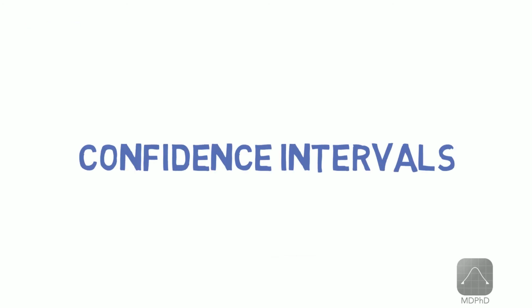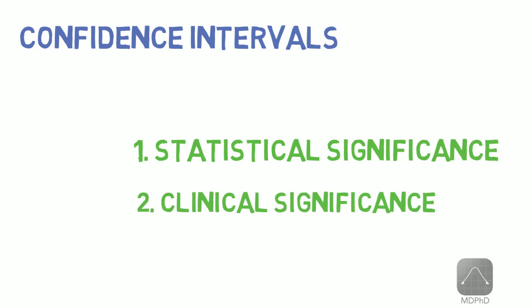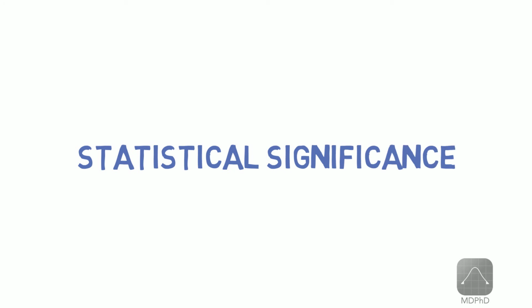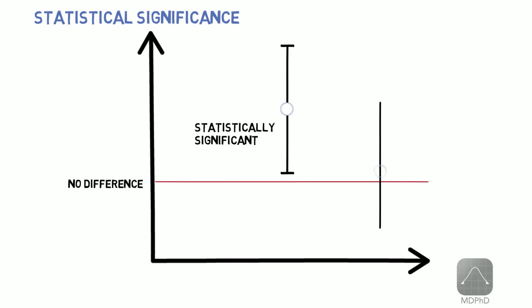Confidence intervals give us information about the statistical significance and clinical significance. Confidence intervals are used to measure distance from the null hypothesis. When the confidence interval overlaps a ratio of 1 or a difference of 0, the result is said to be statistically insignificant.